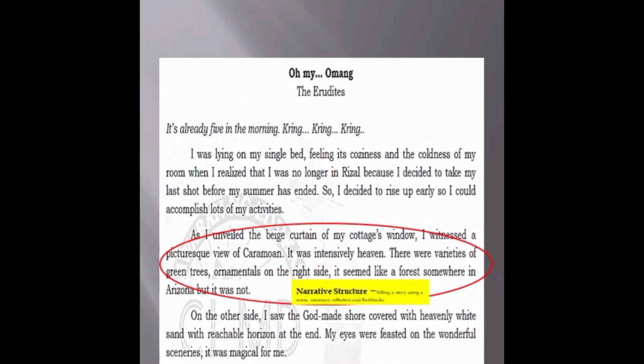Here, this is a narrative structure. Why do I say so? This is a narrative structure because it caters to narrative with flashback. It is telling a story using scene, summary, reflection, and flashbacks, because he was trying to recall the picturesque view of Karamoan.